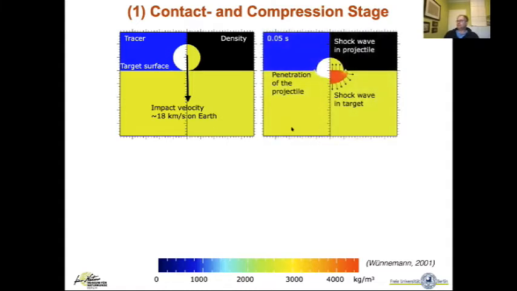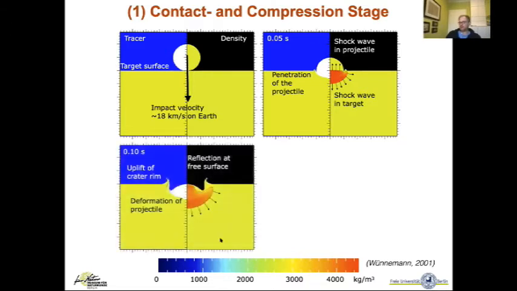Okay, next step, as I've shown already in the sketch, you see that the impactor penetrates into the target, and you generate a shock wave. This shock wave is traveling upwards in the projectile and downwards into the target. This red is an increase in density. You see here, you easily double the density, and maybe even more than this. So due to the shock, the material is extremely compressed.